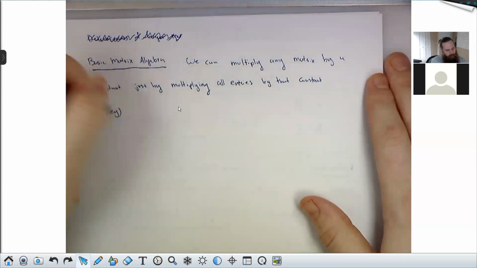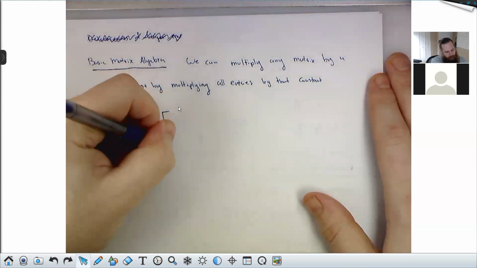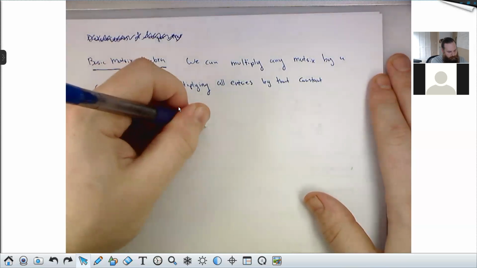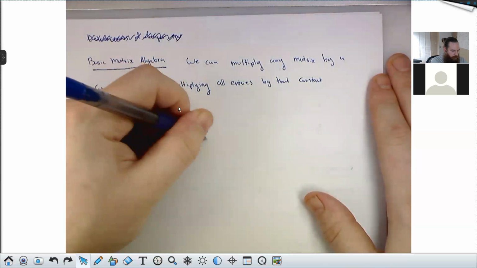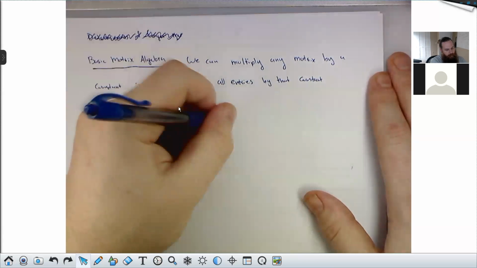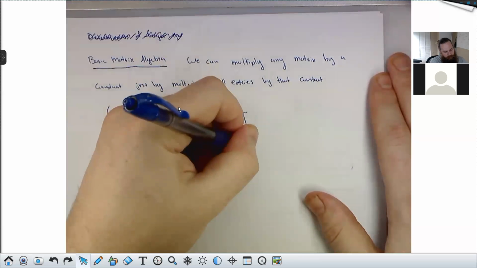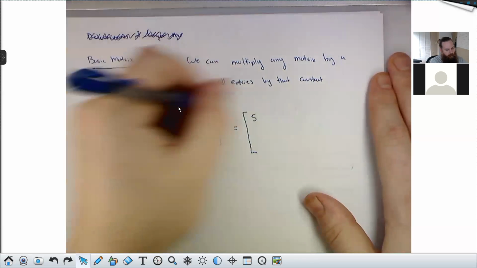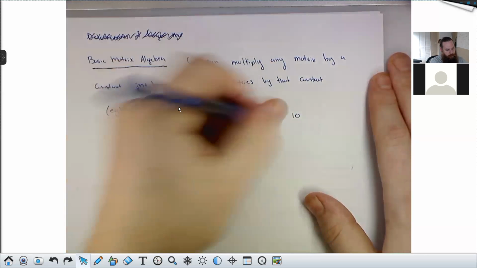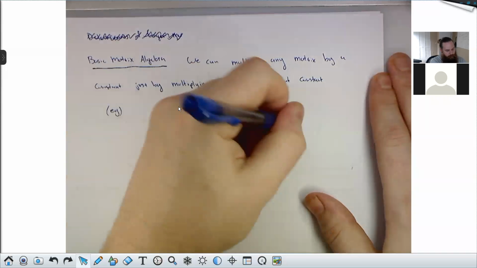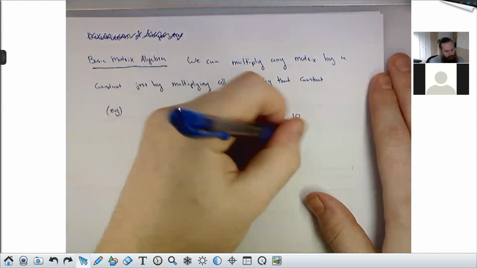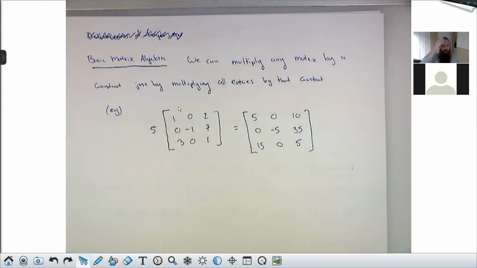For example, if I want to multiply the 3x3 matrix 1, 0, 2, 0, negative 1, 7, 3, 0, 1 by the constant 5, I just multiply every single entry here by 5. 1 times 5 is 5, 0 times 5 is 0, 2 times 5 is 10, 0 times 5 is 0, negative 1 times 5 is negative 5, 7 times 5 is 35, 5 times 3 is 15, 5 times 0 is 0, 5 times 1 is 5. Doesn't matter the size.